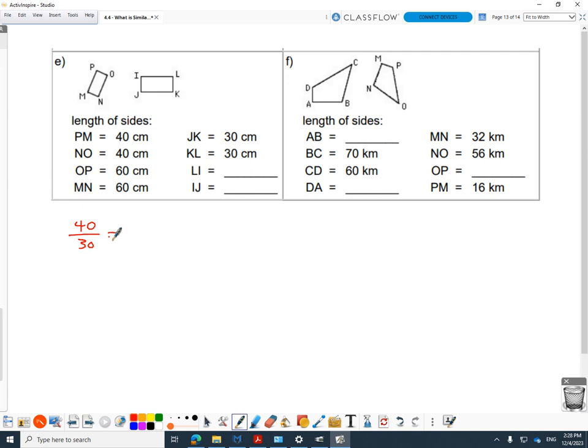equals 60 over x. Bigger over smaller. Bigger over smaller. At least do that much. You don't have to write all the sides out if you don't want, but make sure bigger over smaller, bigger over smaller. Then cross multiply, 40x.